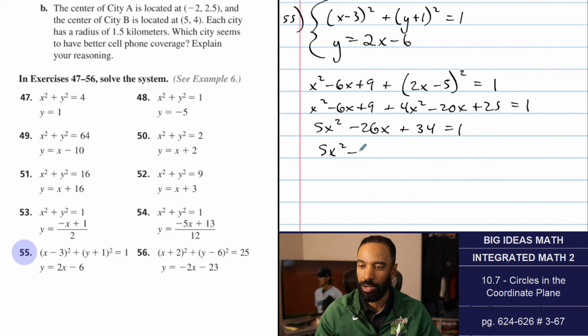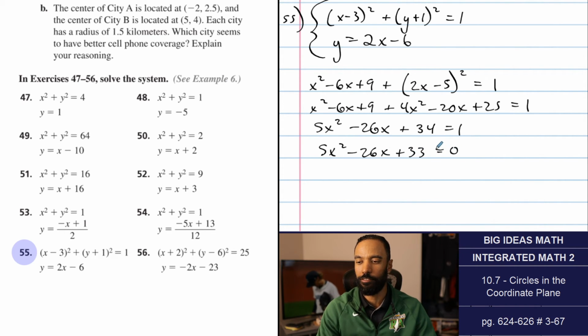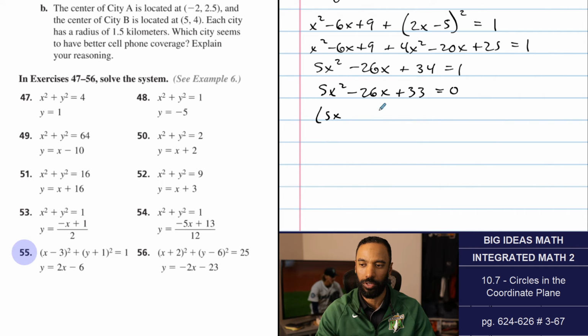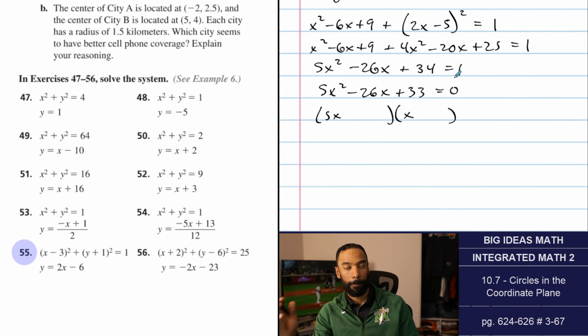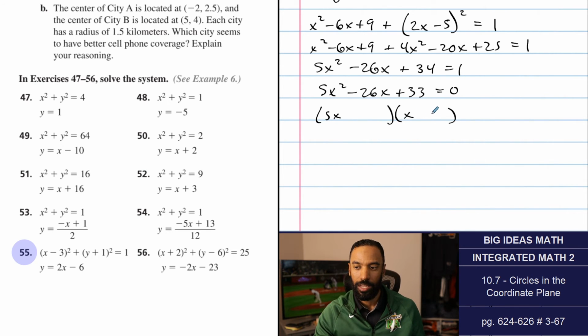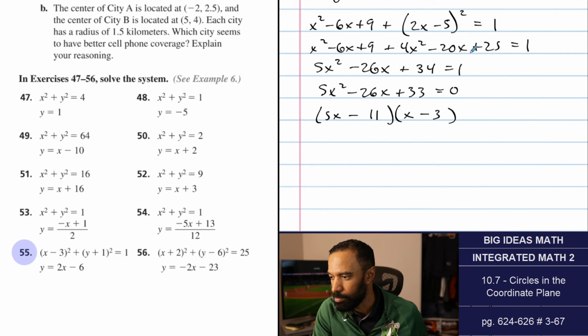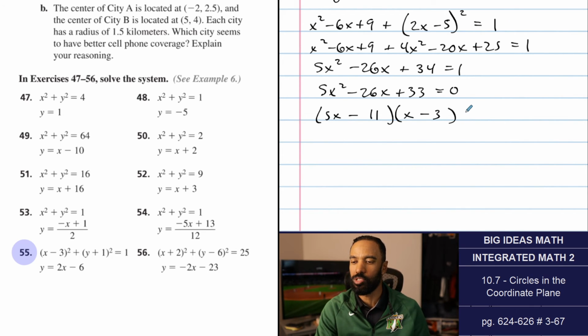So 5x squared minus 26x plus 33 equals 0. Hoping for factorization. I have no idea if it will or not. Let's try 11 and 3. 5 times 11, no, too big. 5 times 3, so negatives. I think this will work. That's negative 15 minus 11, which is negative 26. Yes, so that one seems to work there.